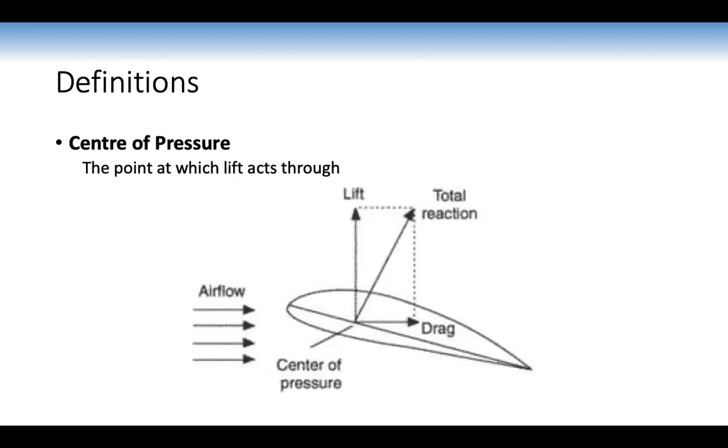Center of pressure, the point at which lift acts through. So simply put, lift really acts through the whole surface of our wing. But we like to summarize it, keep it simple. So we say that it's a summary of all the forces acting along that point of the wing.